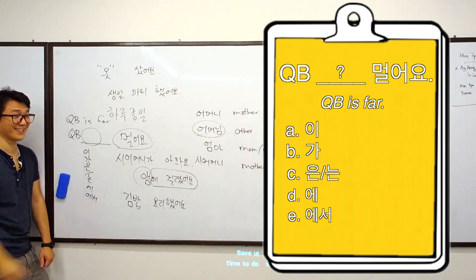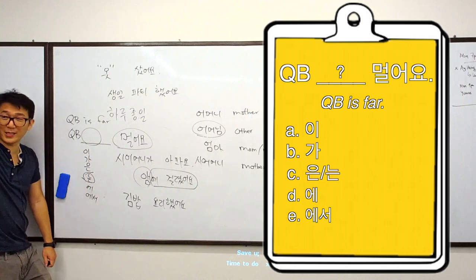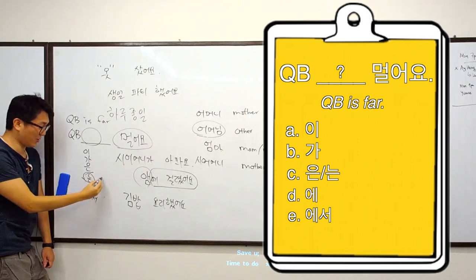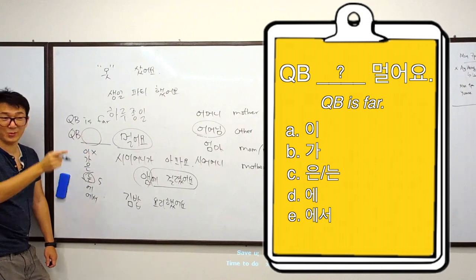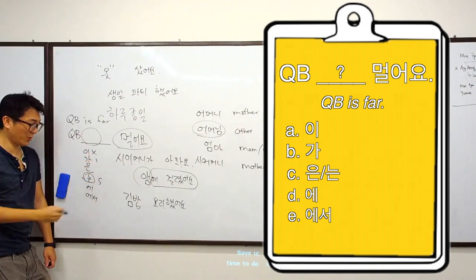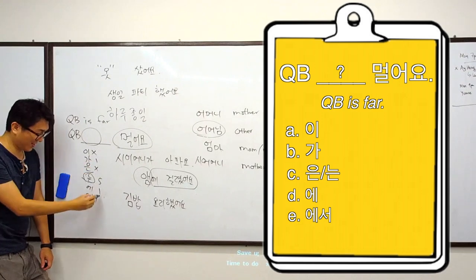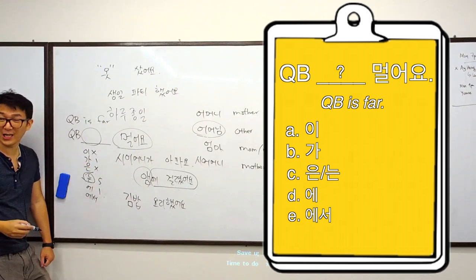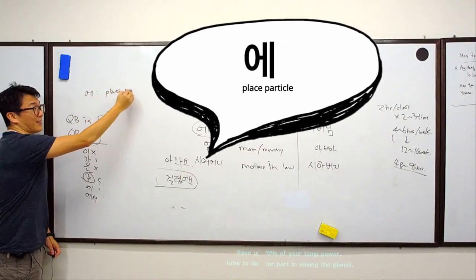What's the correct one? Queen spade는. Yeah, raise your hand. Queen spade는 is correct. 하나 둘 셋 다섯 명. Queen spade 이 없어. Okay. Queen spade 가. Queen spade 은. Queen spade 에. Queen spade 에서. 에 is a place particle.